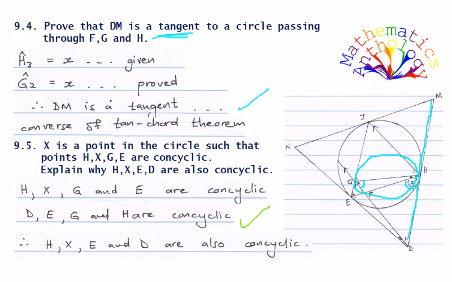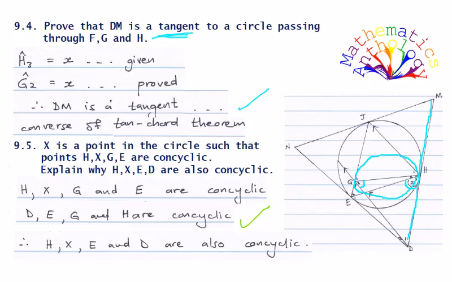So if I'm looking for tan chord theorem here, my tangent's DM, my chord is HF in this blue circle. So HF will subtend G2 at the circumference of the blue circle. H3 is equal to X, that's given. G2 is equal to X because we proved that. So we can say therefore DM is a tangent because that's a converse of tan chord theorem, H3 and G2.